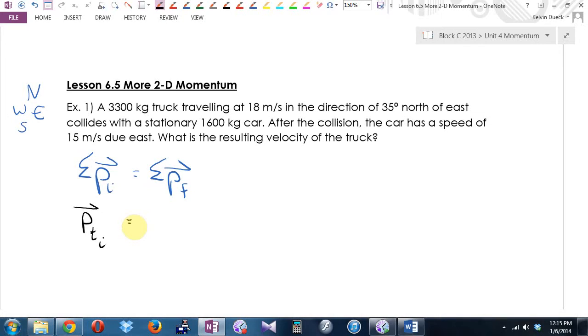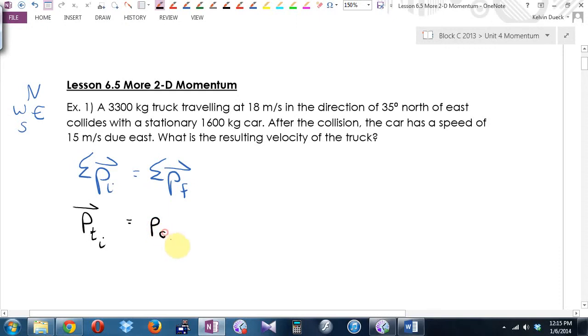I think both. Stuck together or separate? Why wouldn't they be stuck together? What's this question asking me to find? The velocity of the truck. If they were stuck together, wouldn't the velocity of the truck be 15 meters per second due east? And this would be kind of a stupid question, right? It'd be the same as the car. So I can reasonably assume separate.